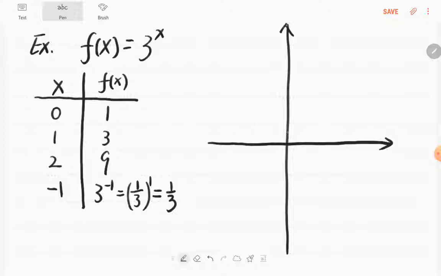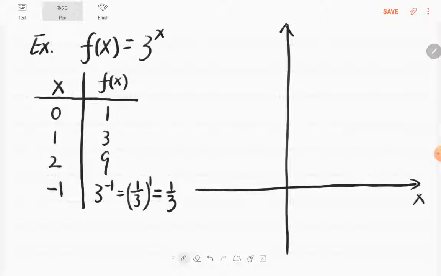So this is the x-axis, this is the y-axis of the f values. So it's 0, 1, 2, 3, 4, 5, 6, 7, 8, 9. So this is 9. Okay, this is 3. This is 6. So the 0, 1 point is on the graph.